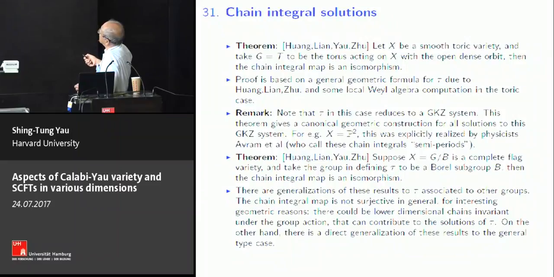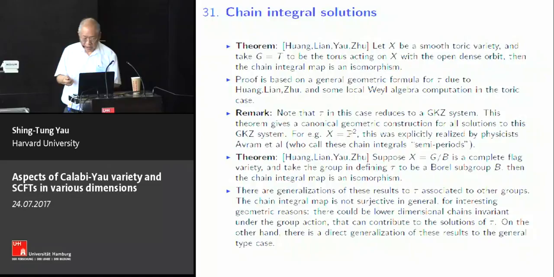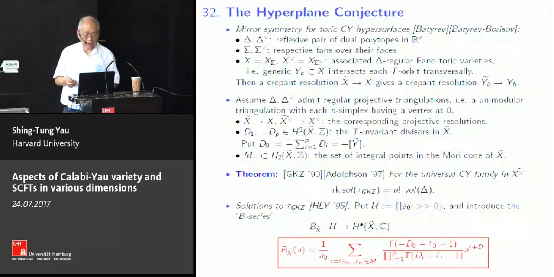Now, in the case where G mod B is a complete flag variety, we take the group to be a Borel subgroup B, then the chain integral map is an isomorphism. So remember, the tautological system depends on which group you choose. So in general, it may not be surjective if we associate it with different groups. There could be lower dimensional chains invariant under the group action that can contribute to the solution of tau. But in any case, we can generalize it to a more general situation.